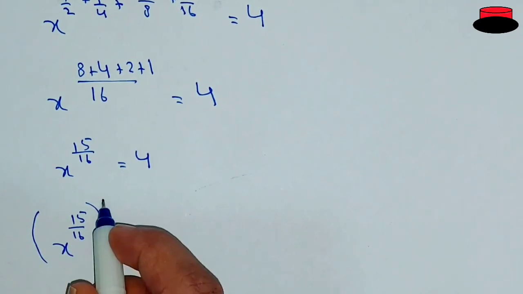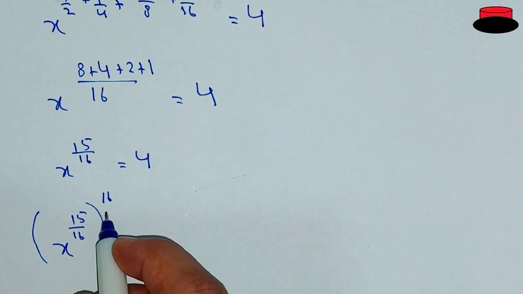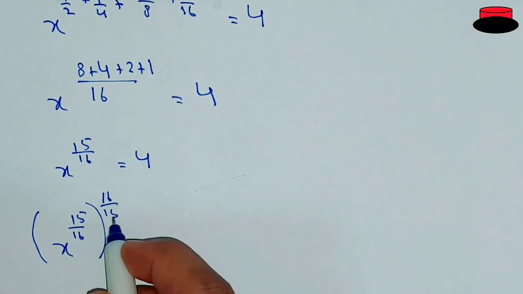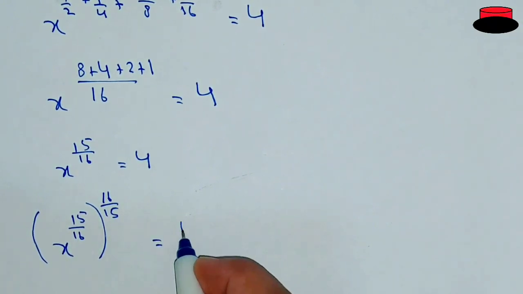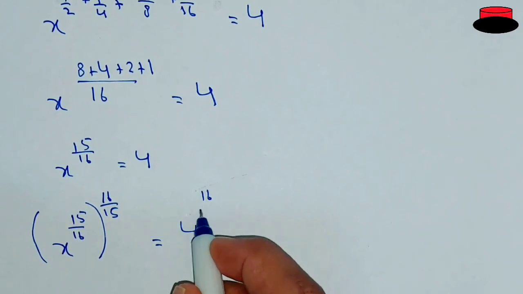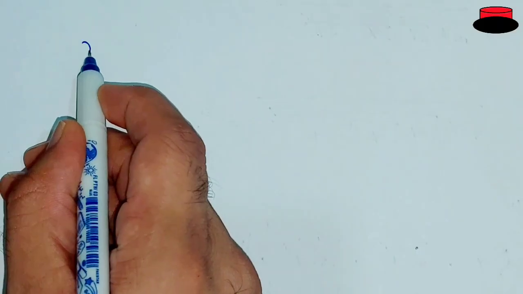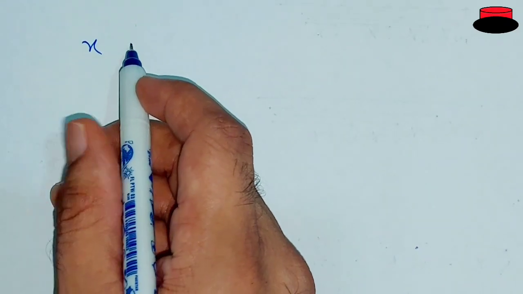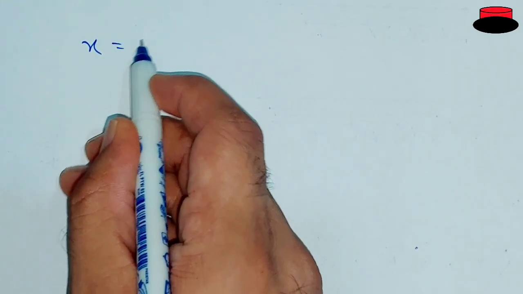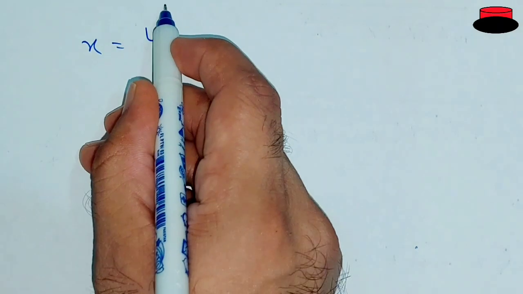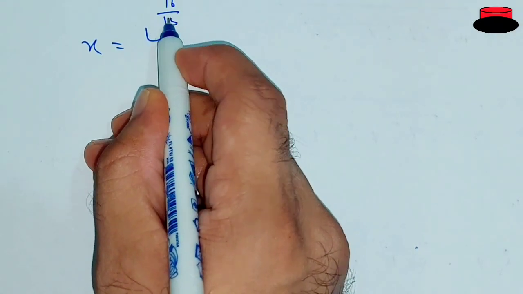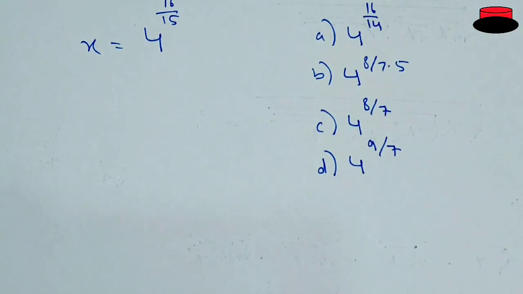Now if we write power 16 over 15 outside the bracket, it means both will be cancelled, so that will be same, equal to 4 power 16 over 15, because it will be on both the sides. So here we have x equal to 4 power 16 over 15. So this is our answer.